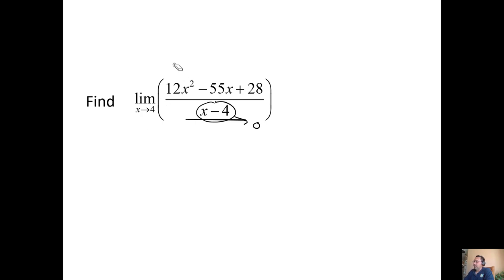In the numerator, 12 times 16 minus 55 times 4 plus 28. 12 times 16 is 192. 55 times 4 is 220. And then plus 28. And then when you plug that in, you get 0. And so your answer is 0 divided by 0.